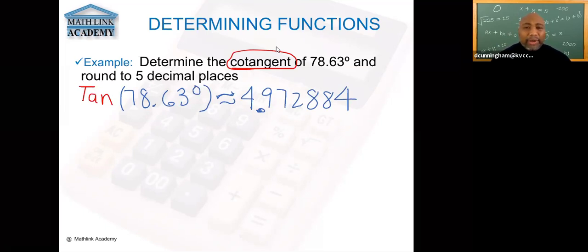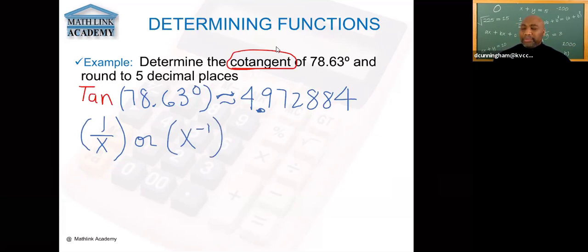Now, remember, we're not trying to find the tangent, we're trying to find the cotangent. And the cotangent is the reciprocal of the tangent. Once we find this value, there are a couple of ways you can do it. On your calculator, there's a key that looks like 1 over x. You can use that key. Or on some calculators, you can use x to the -1 power. What that does is flip it, giving you the inverse, the reciprocal of whatever number we're working with.